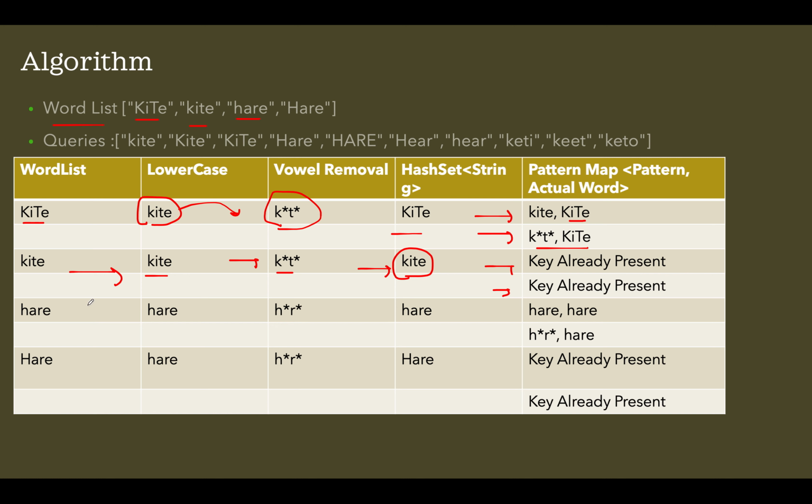We get here HARE. And the first thing that we're going to do is to add it into the hash set. Hash set gets a new entry. We'll generate a lowercase string. We'll generate the vowel removed string, H star, R star.